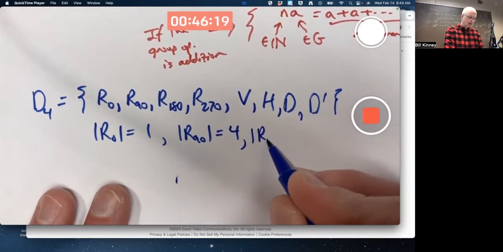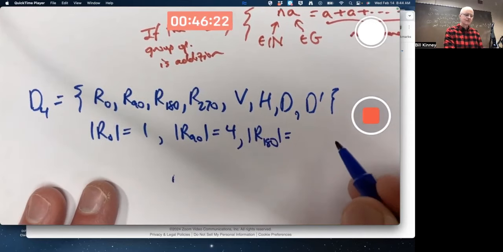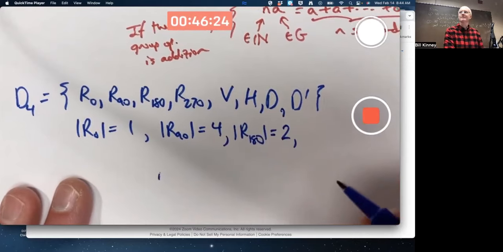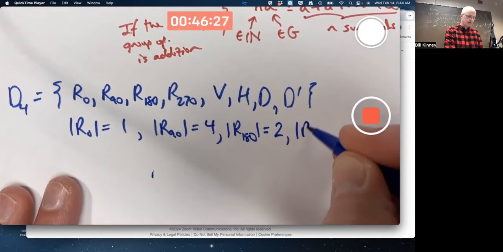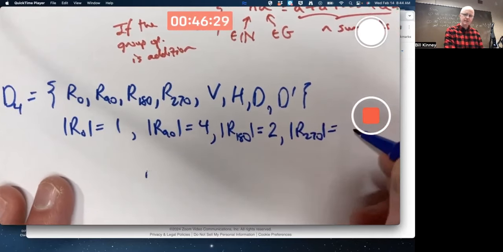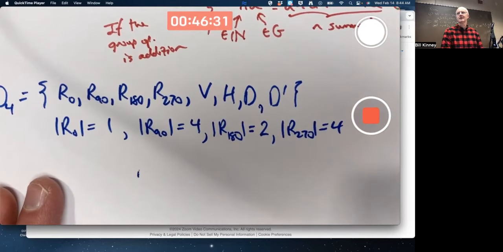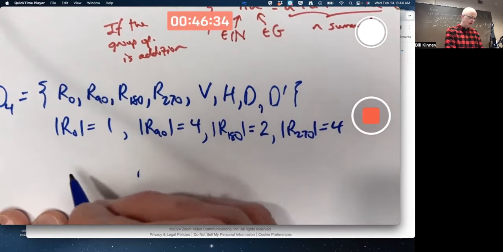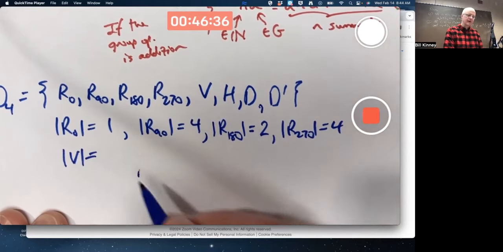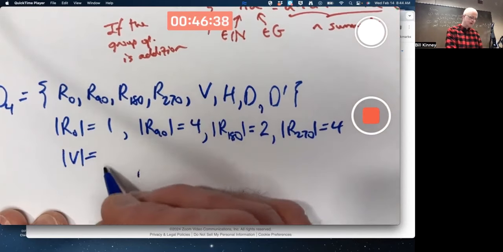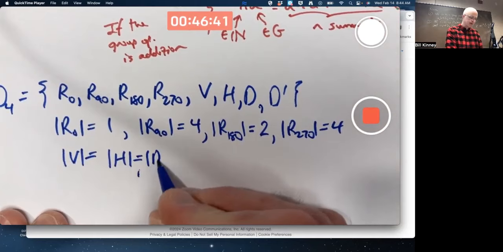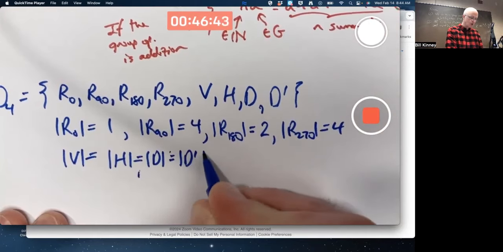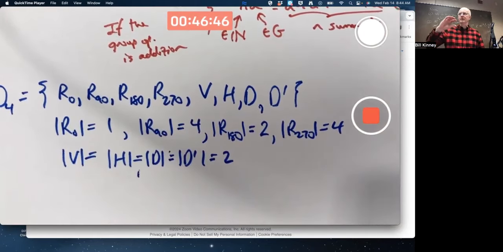What's the order of R180? 2. The order of R270, a little trickier to see, but it is 4. The order of the flips, the reflections, what are they all equal to? They're all equal to the same thing, 2. You reflect and do the same reflection again, you get back to where you started. They all have order 2.